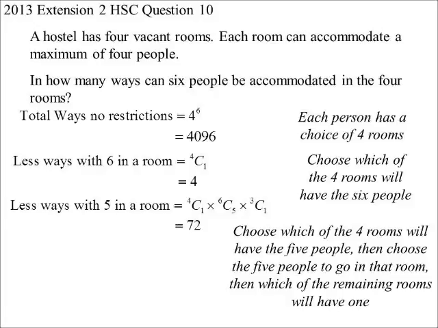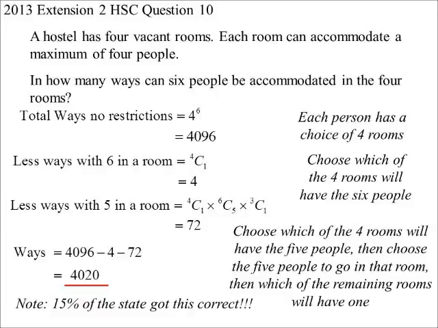All right. 5 in a room. So we got to choose which room's going to have the 5 in it. 4C1. But now we've got to choose which 5 of the 6 people are going to go in that room. 6C5. That leaves one person by themselves going, you don't want me to be with them. It's all right, I've got 3 rooms to choose from. So 3C1, and we get 72. So there are all the ways things can't happen. Subtract, you get 4,020. And again, you might have already read off the sheet about the interesting thing with this one. A few more got this one right.